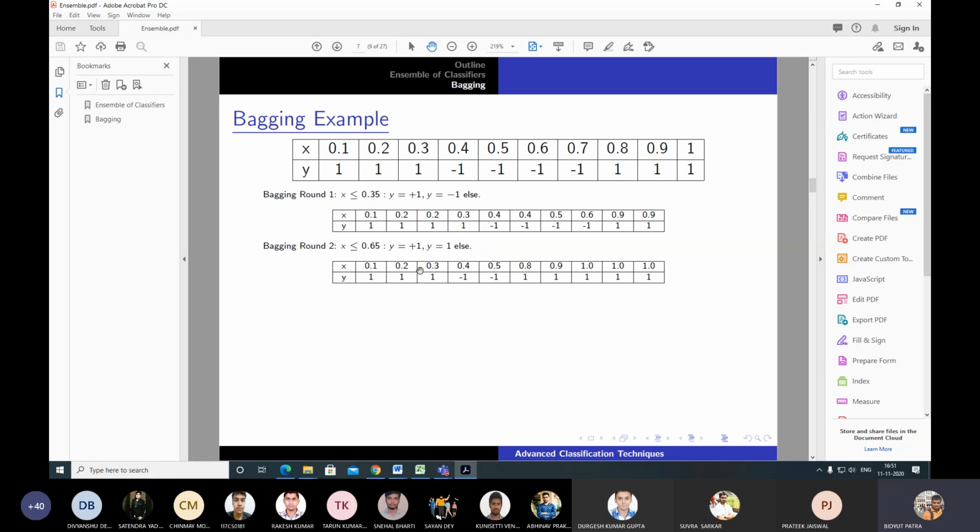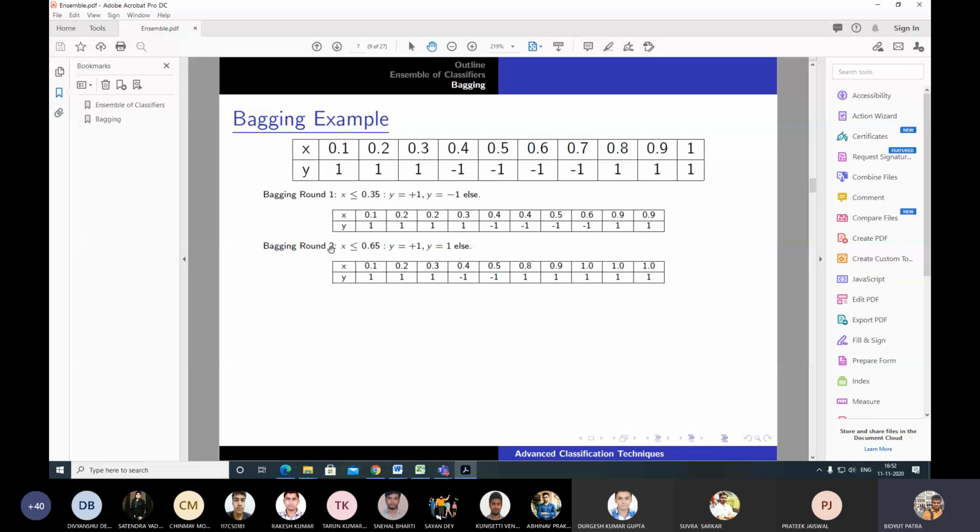So let's say you have another training data set you got after sampling here. Obviously, whenever it is 0.1 it will always be 1 because I am getting it from the original data set. 0.5 must be -1. Now you have a training data set. Now what is the task? You find a decision stump where the error will be minimum.